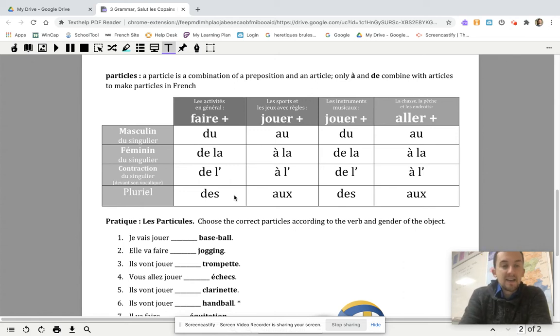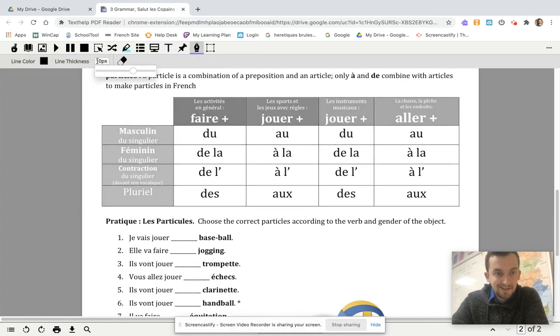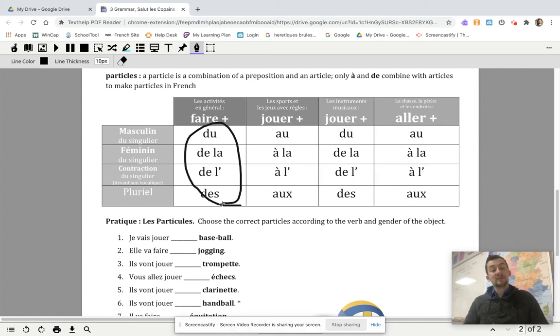Next thing we want to look at is particles. The particles are the combinations that you looked at in the junior high. So really, we're only looking at two of these rows because they repeat. You've got faire plus de, so you've got faire du, like faire du ski, faire de la, like faire de la natation. You've got de plus l'apostrophe, like faire de l'art. And then you've got faire plus a plural, like faire des, I can't come up with something, but that's okay.